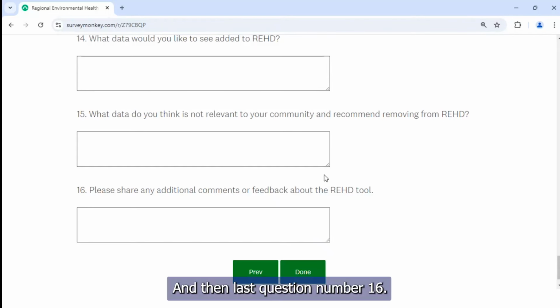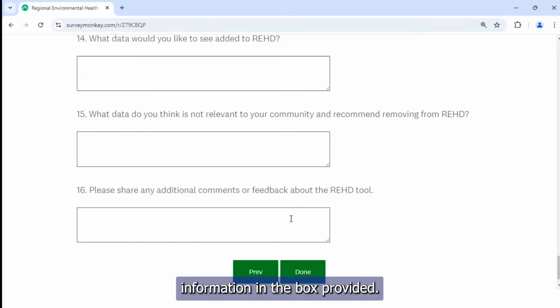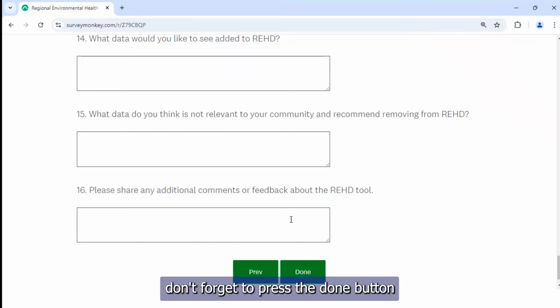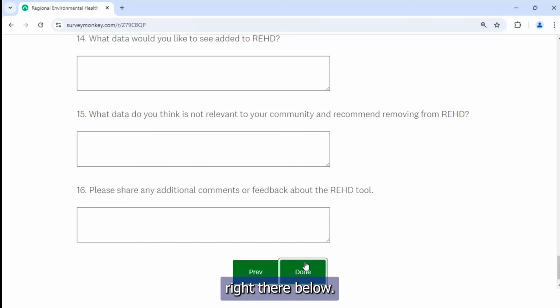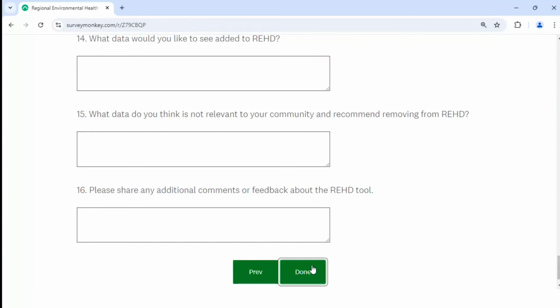And then last question, number 16. Please share any additional comments or feedback about the RED tool. And please provide your information in the box provided. And please don't forget to press the Done button right below when you're finished with the survey. And thank you everyone for your feedback.